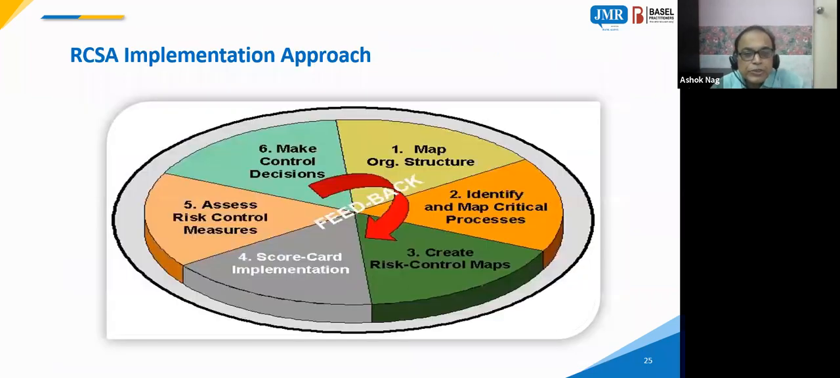So the RCSA approach: first, map the organization structure. Identify and map critical processes, the ones where, if losses happen, they can become a big loss. Then create risk control maps.